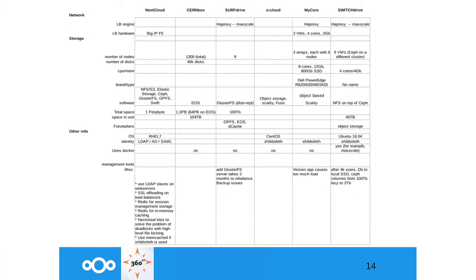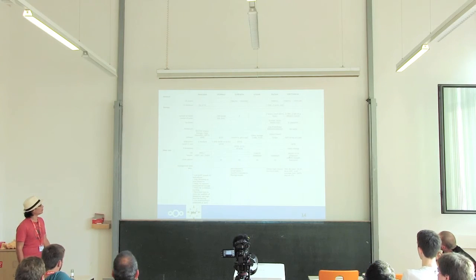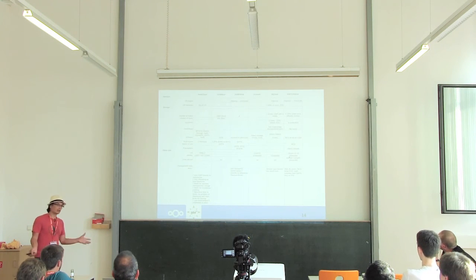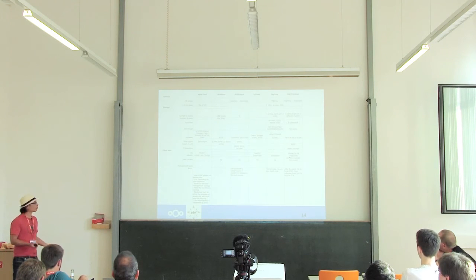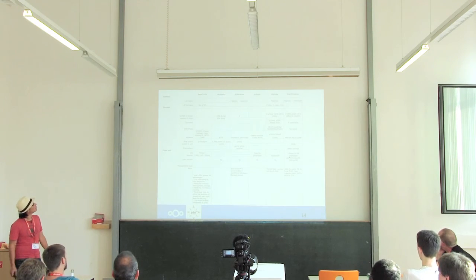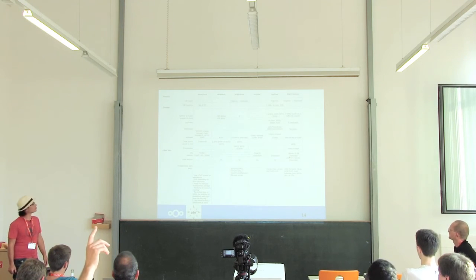Some other interesting stuff. SurfDrive is looking into other storage systems. They have some problems with GlusterFS. One of the issues is that if they add another GlusterFS node, it takes 2 months to rebalance the data over all the nodes. They have about nine storage servers, so about 10 terabytes per storage server, a little bit more. And they have backup issues. I don't know the details. I hope to find out because I have an appointment with Ron, who manages SurfDrive, and I'm very curious to see.